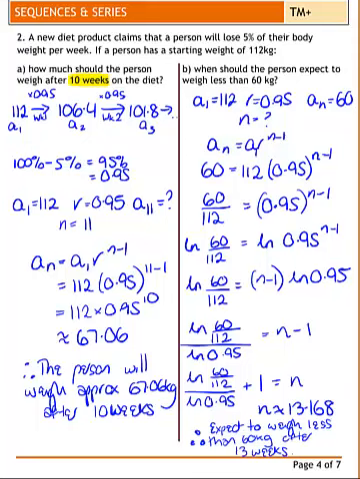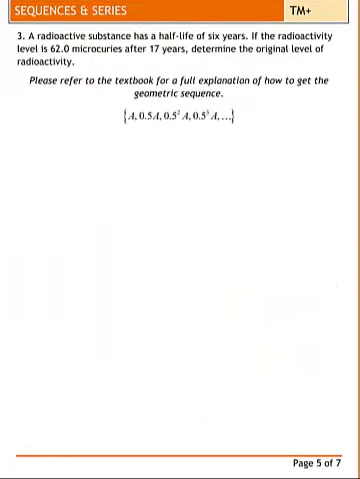So we have that the person's going to weigh less than 60 kilograms after those 13 weeks. Let's look at another example. A radioactive substance has a half-life of 6 years. If the radioactivity level is 62 microcuries after 17 years, determine the original level of radioactivity.